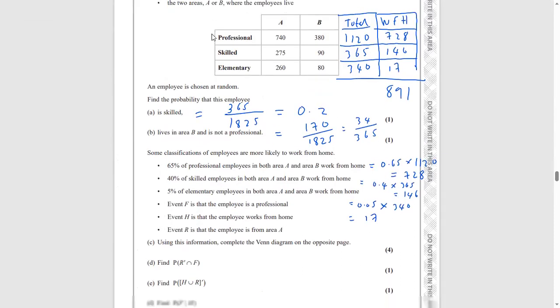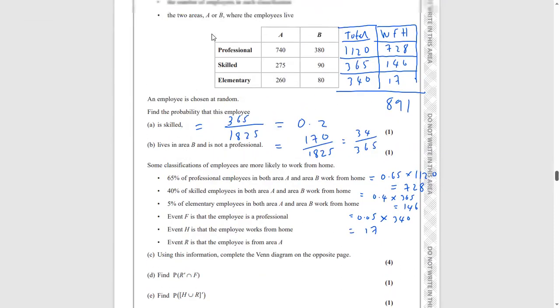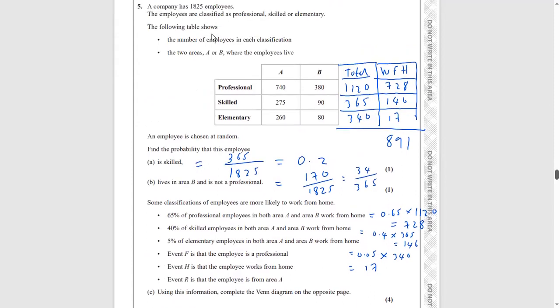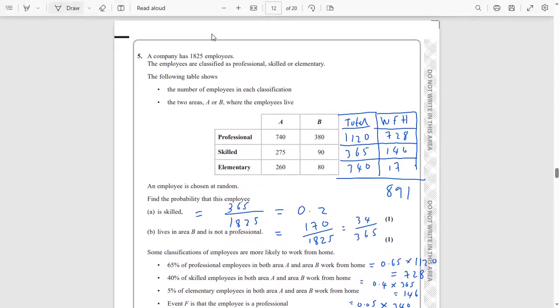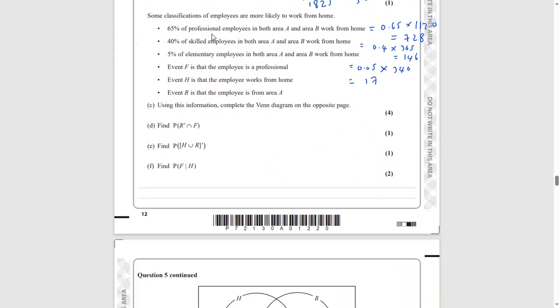So R represents that the employee is from area A. So how many people live in area A? Again, let's just work out the total for this. So 740 plus 275 plus 260. That's going to give us 1,275. So we can actually just write the information that we've got down here.